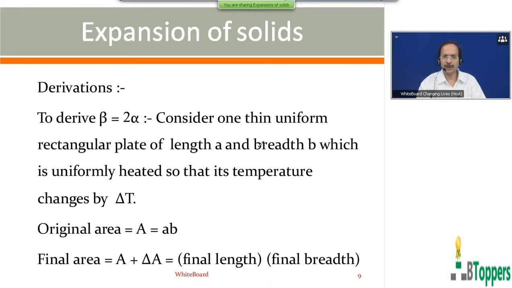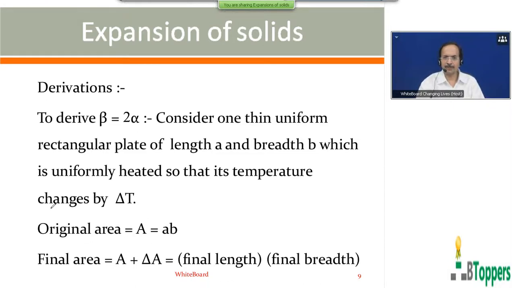Consider one thin uniform rectangular plate of length small a and breadth small b. It is uniformly heated so the temperature changes by delta T. So original area, capital A, equals small a into small b. Final area equals capital A plus delta capital A. The final area I can write as the product of final length into final breadth.